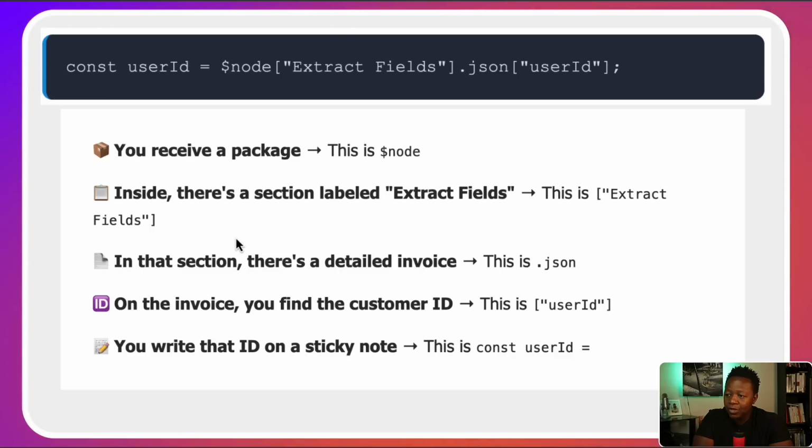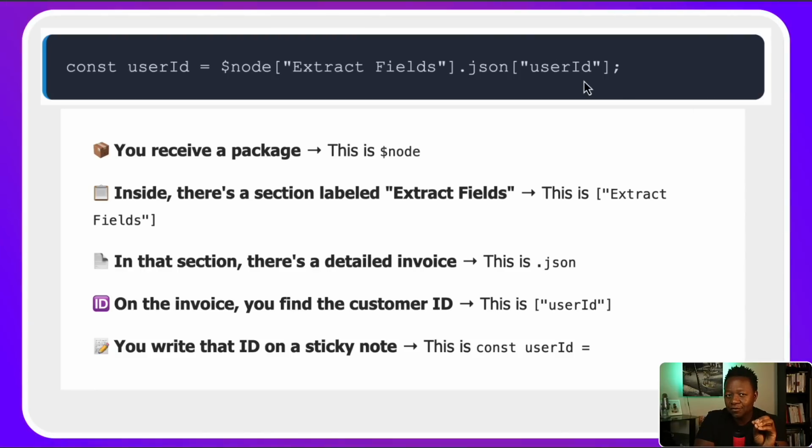Once we get there, we go into that section that we talked about, and there's also what we call a detailed invoice in it. A detailed invoice, as the name implies, has all the other details of what we're looking for, and that would be the JSON. So we went into the main box, we drilled into the extract fields label section, and then we went even further to the JSON detailed invoice. And on the invoice, the JSON, we want to find the customer ID. That's when we say user ID.